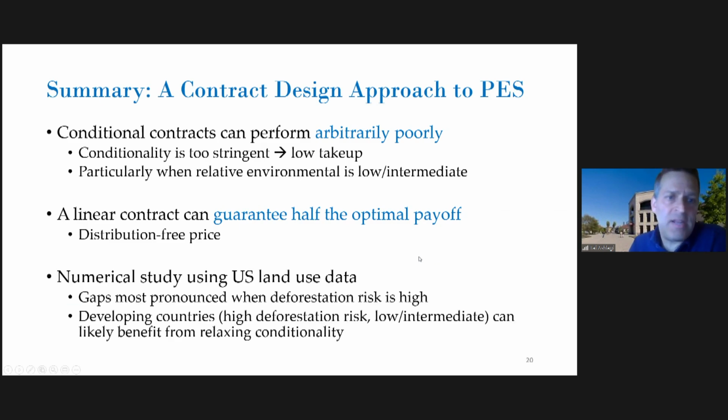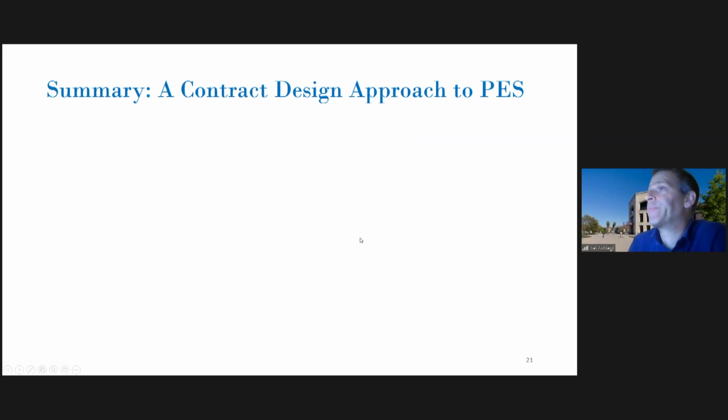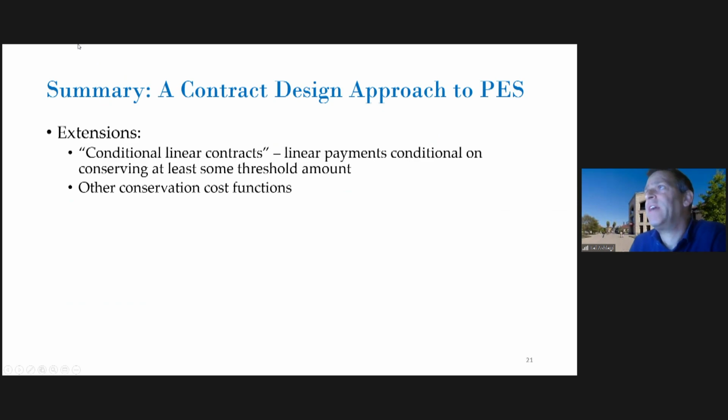We did a numerical study with the US land data to get a sense of whether the results are interesting or not. Some extensions I actually want to highlight. First of all, in the paper, we also look at the conditional linear contract that, not surprisingly, outperforms the linear contracts. Sometimes they coincide with them, but they're getting the best of both worlds. We show how this performance ratio depends on the cost functions.